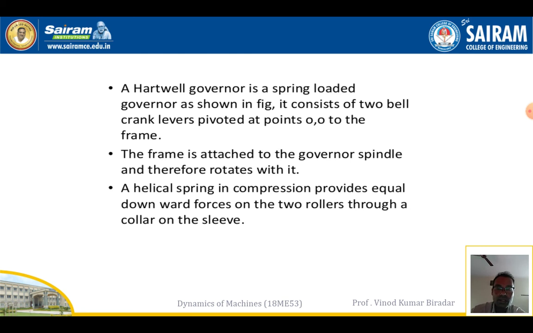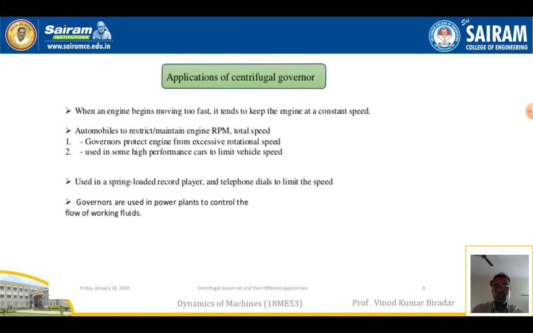The Hartnell governor is nothing but a spring loaded governor, as shown here, where a spring is added. It consists of two bell crank levers fixed to the points O and O dash on the frame. Okay, the frame is attached to the governor spindle, and therefore it will rotate according to the engine speed. And the helical spring in compression provides equal downward forces on the two rollers through a collar on the sleeve.